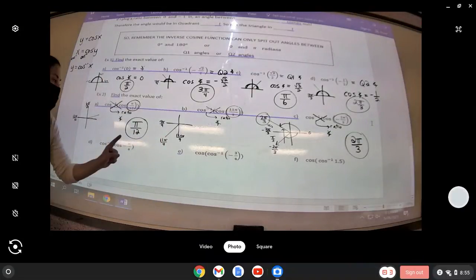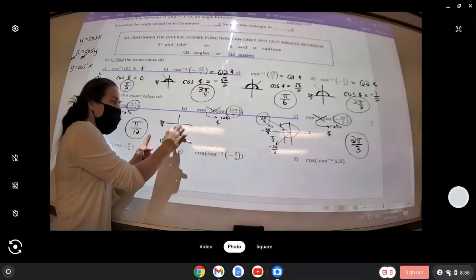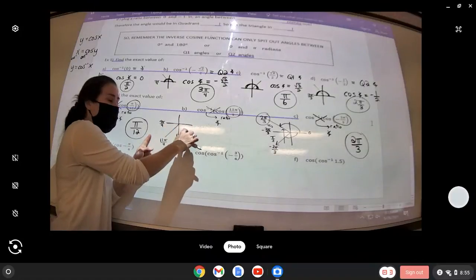Good call. All right, so guys, we've got any quadrant 3 angle, right? Positive, negative, negative, positive for cosine.